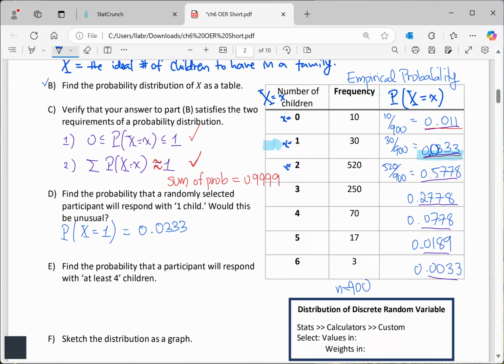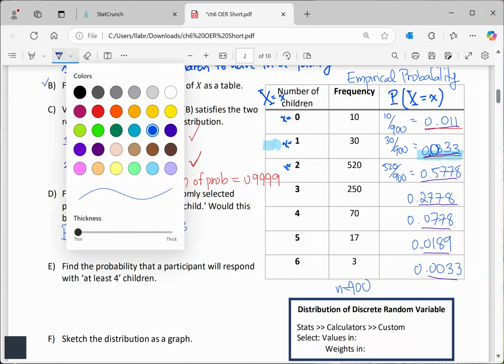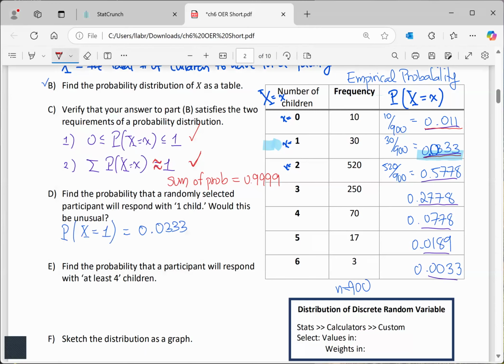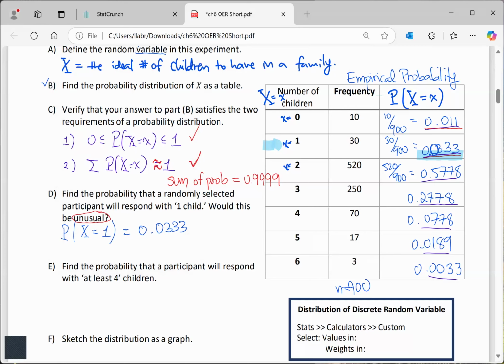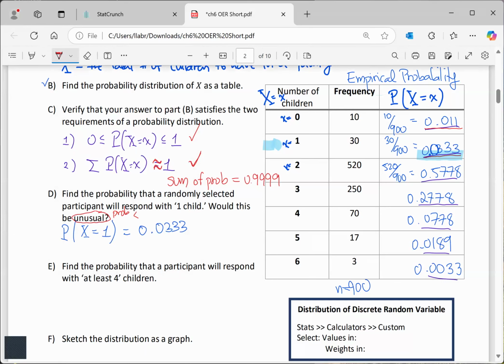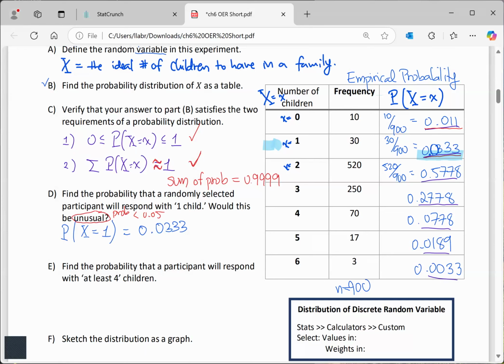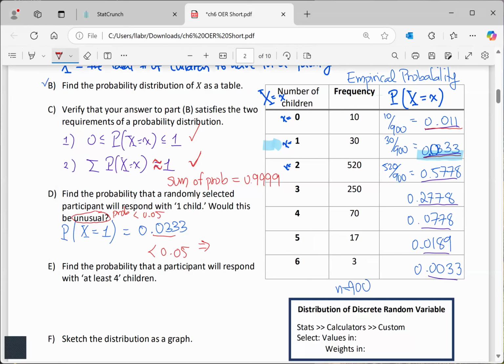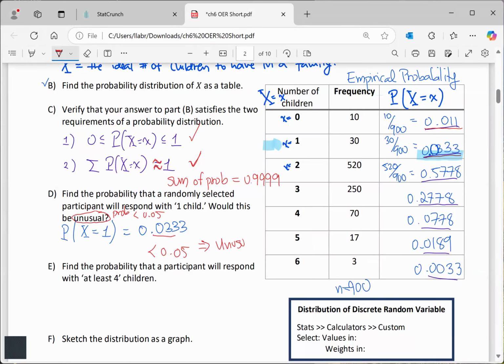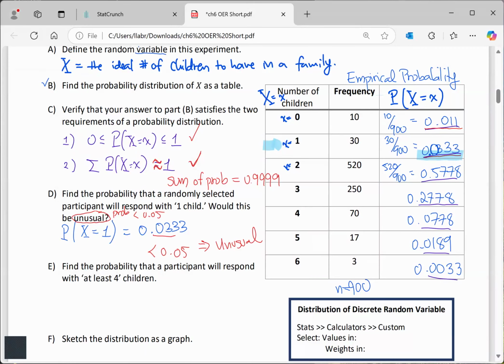Now there's a follow-up question. Would this be unusual? And what we want to remember is that we've agreed that unusual means that it's unlikely to occur. So that means that the probability is less than 0.05, in other words, 5%. And the probability here is 0.03. 0.03 is less than 0.05. Because of that, this is unusual. In other words, I don't expect somebody to respond with 1 according to this distribution.